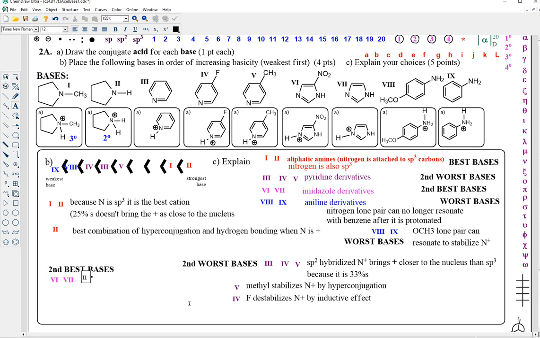And nitro destabilizes N+ by inductive effect. So the nitro one is the worst base. Nitro being on 6. And 7 not having the nitro.